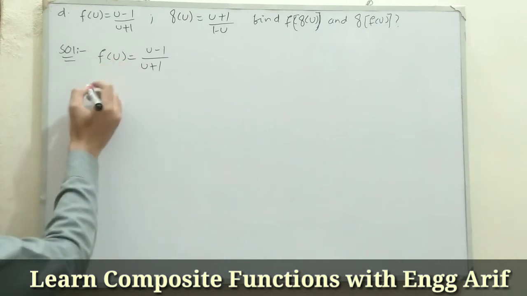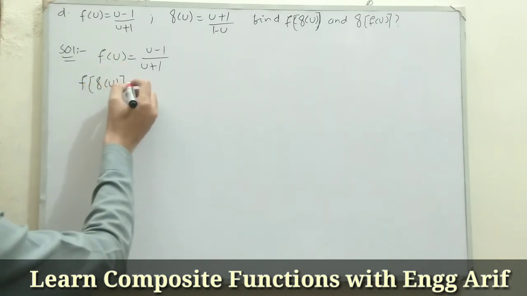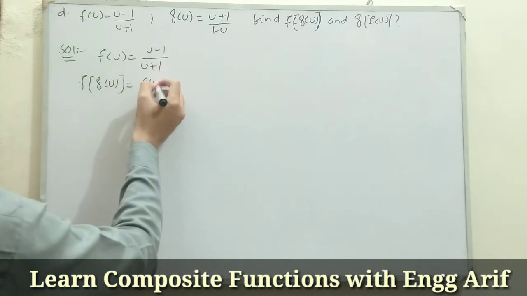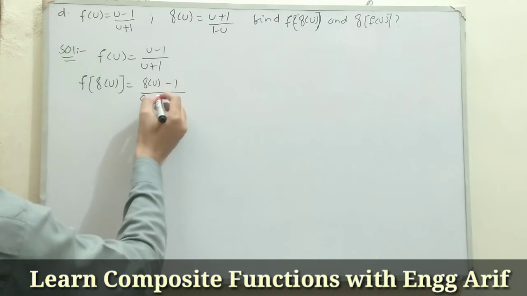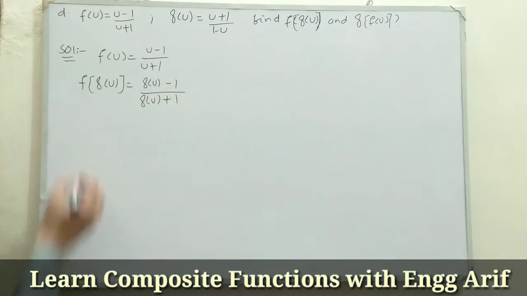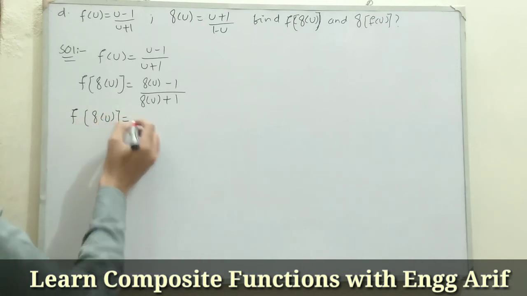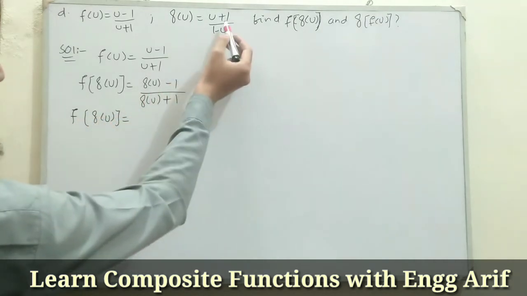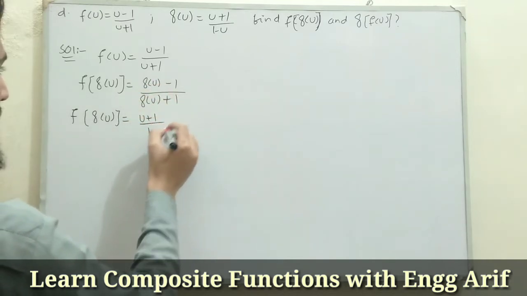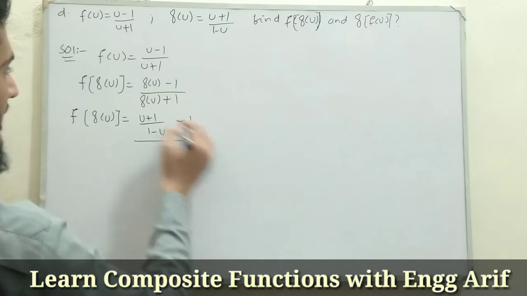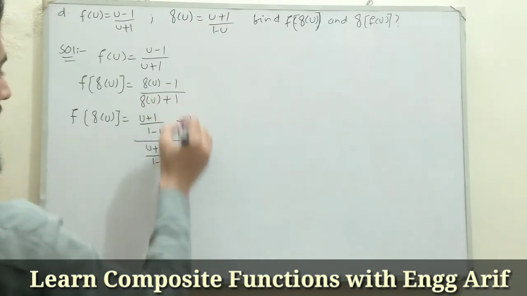Now replace this u with g of u, so f of g of u will be equal to g of u minus 1, divided by u replaced with g of u, so g of u plus 1. Now g of u is actually u plus 1 over 1 minus u, so put it here. So u plus 1 over 1 minus u, here is minus 1, divided by g of u, which is u plus 1 over 1 minus u, and here is plus 1.